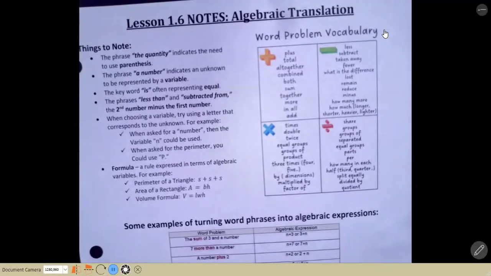Okay, lesson 1.6, algebraic translations. This is just taking words and putting them into either an expression or an equation. A lot of times all you have to do is read the words and kind of annotate it.